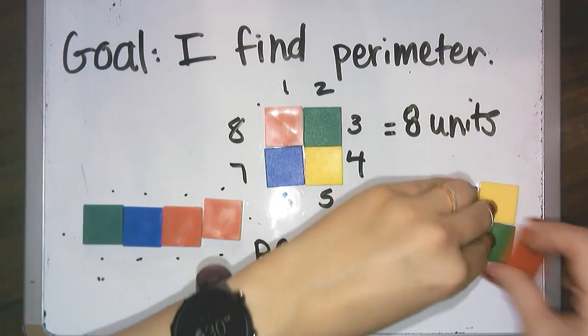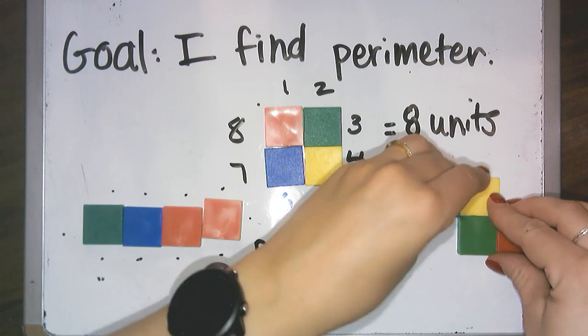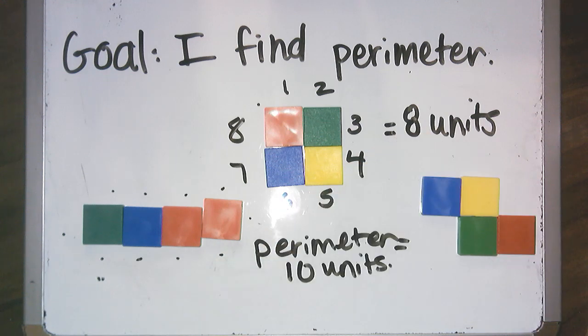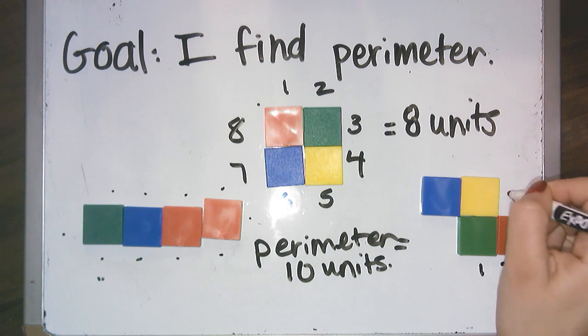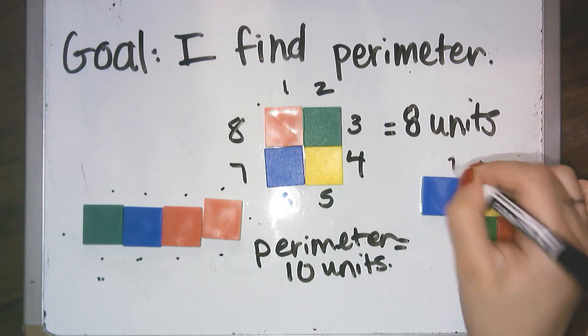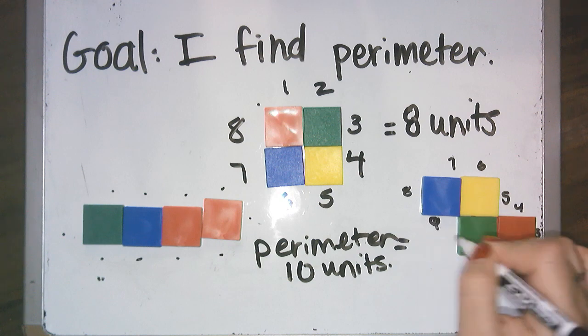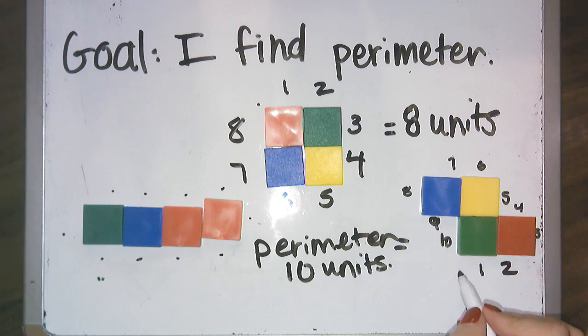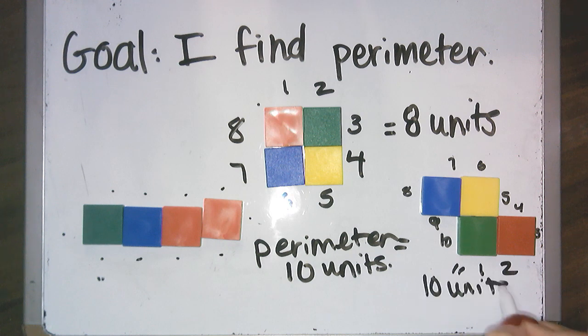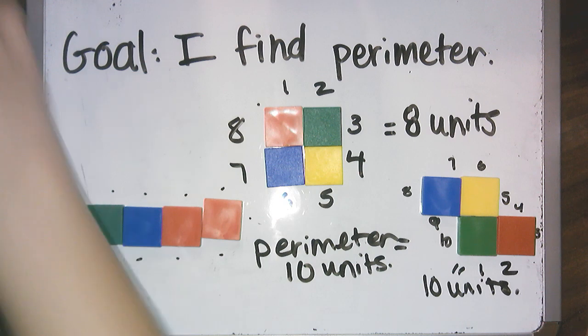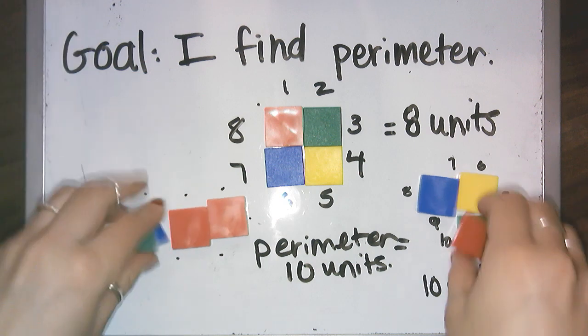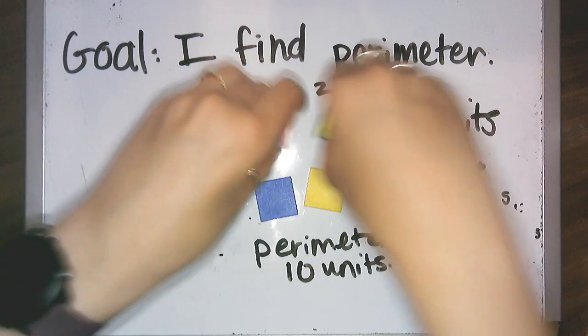I could also have a figure, again with 4, that's like this. And then again, I'm counting the edges. So I have 1, 2, 3, 4, 5, 6, 7, 8, 9, 10. So this one would also be 10 units. So it is counting the edges of your objects. So that was a visual with some manipulatives.